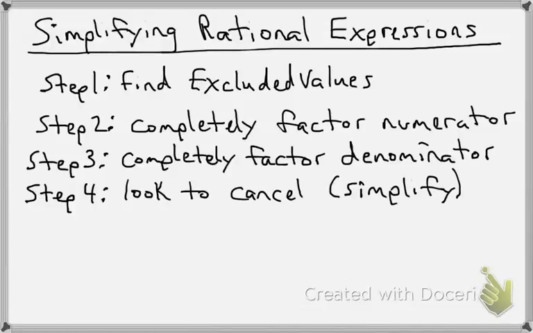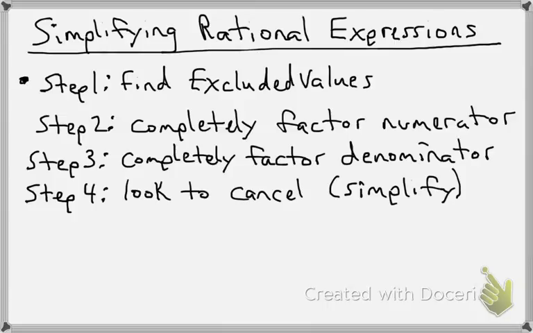In this video, we are going to go over simplifying rational expressions. I have listed here your 4 steps that you are going to follow every single time. Your first step is you still need to find your excluded values. Since we are still working with a fraction, we know that our denominator is not allowed to equal 0. So we first have to find our excluded values.